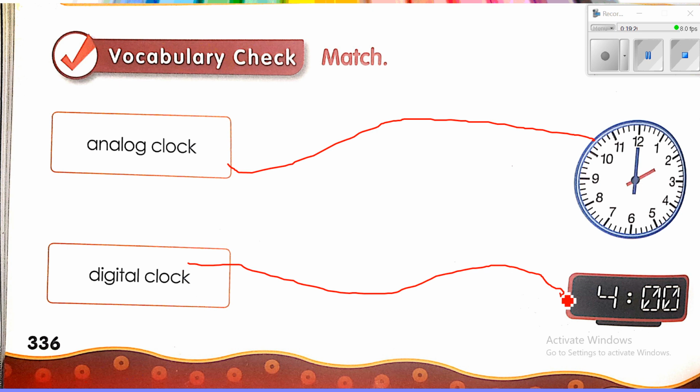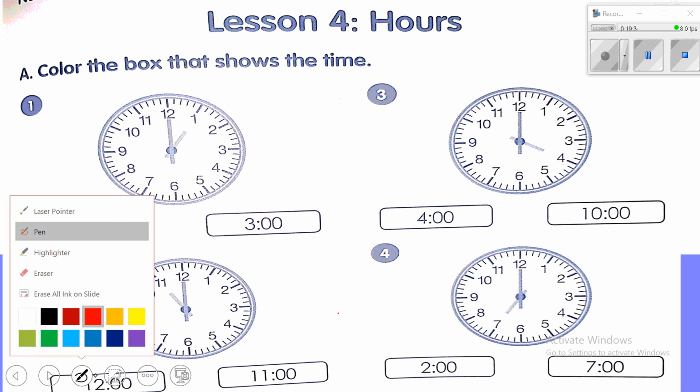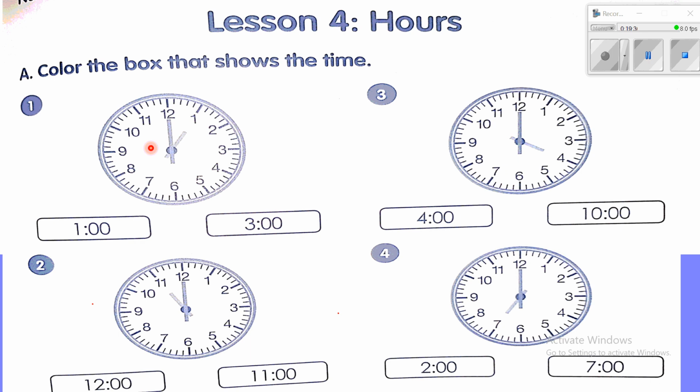Let's take a look at your homework. Here we have to choose. Color the box that shows the right time. Remember, when I'm reading the hour, I look at the hour hand, which is the short one. Here the hour is 1. It's not 3. Perfect. What is the hour? The hour hand is at this number. What is it?